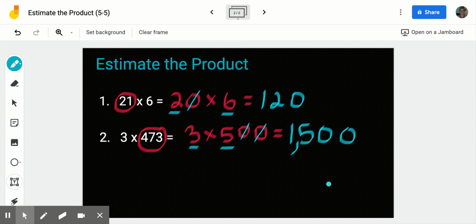So now we're going to practice some on our whiteboards, and then we'll move on to IXL for even more practice.